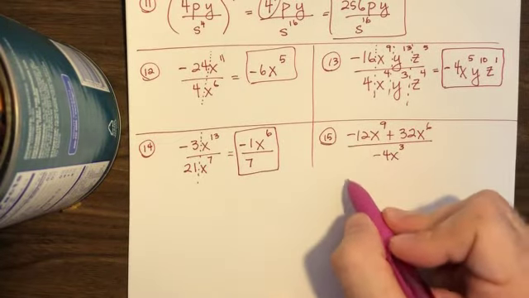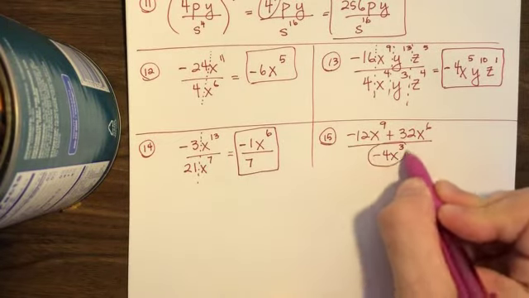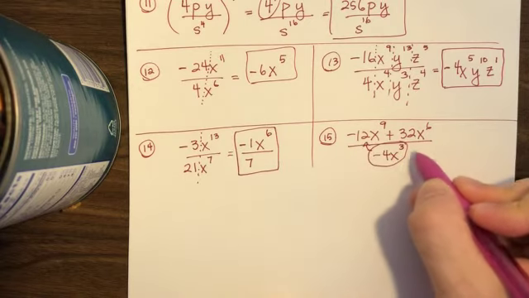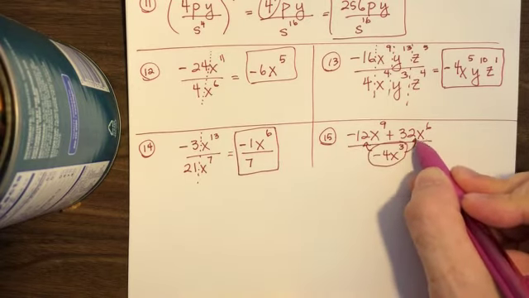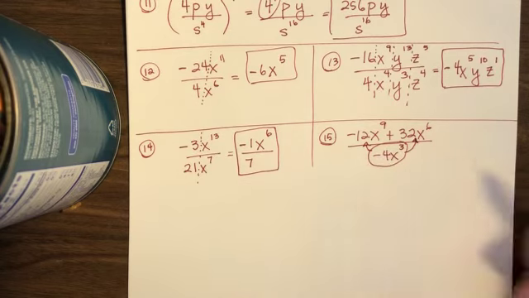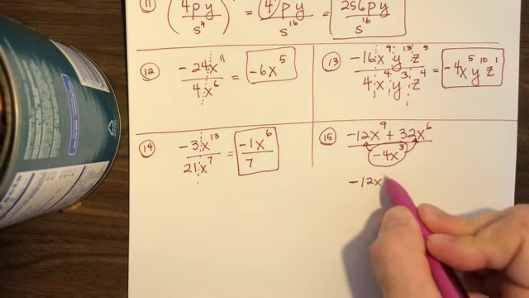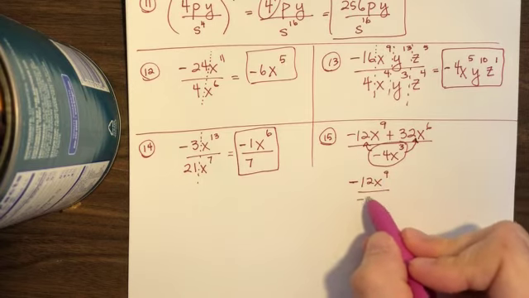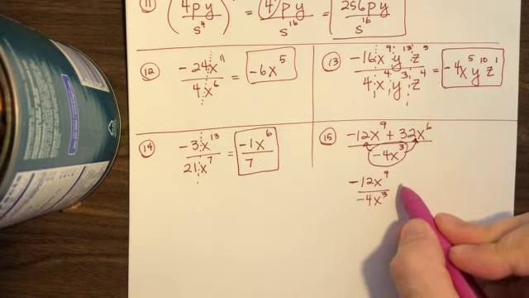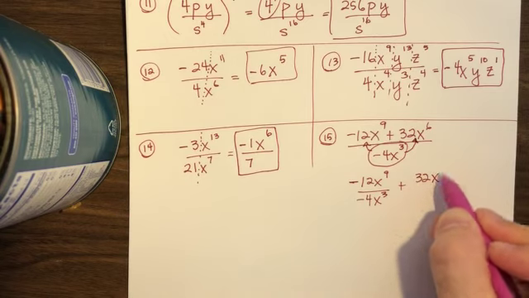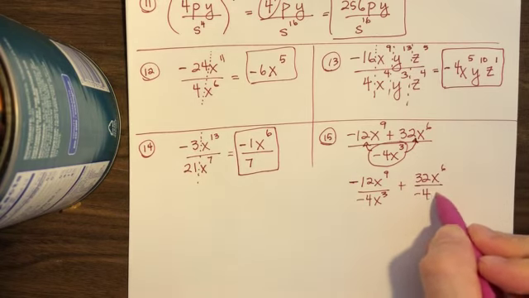So what's going to happen is we're going to take this whole thing and we're going to divide it into him, and we're going to divide the same thing into him. They both get it, like distributive property. So if you want to see that written out, it looks like this. -12x to the 9th divided by -4x to the 3rd. And then plus 32x to the 6th divided by -4x to the 3rd again.